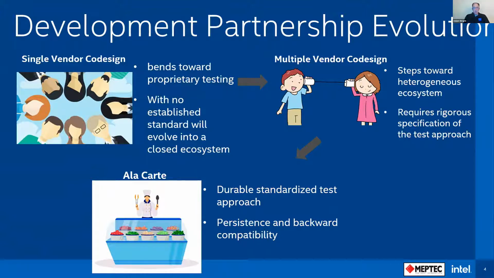And currently, we probably have 4 or 5 different chip-to-chip mechanisms based on when we designed a chip. And so we're probably on our 3rd generation of chip-to-chip testing on our single vendor co-design. The next is the multiple vendor co-design. So we're taking some steps in this direction.